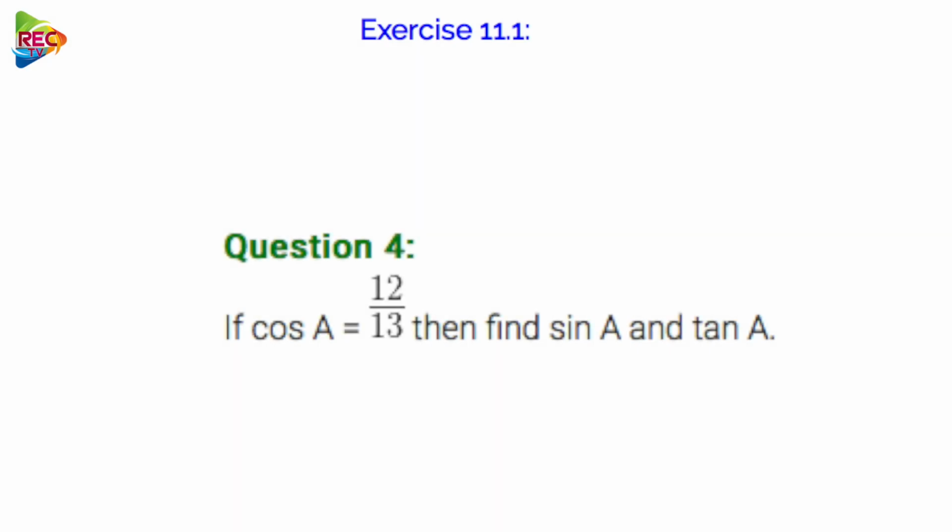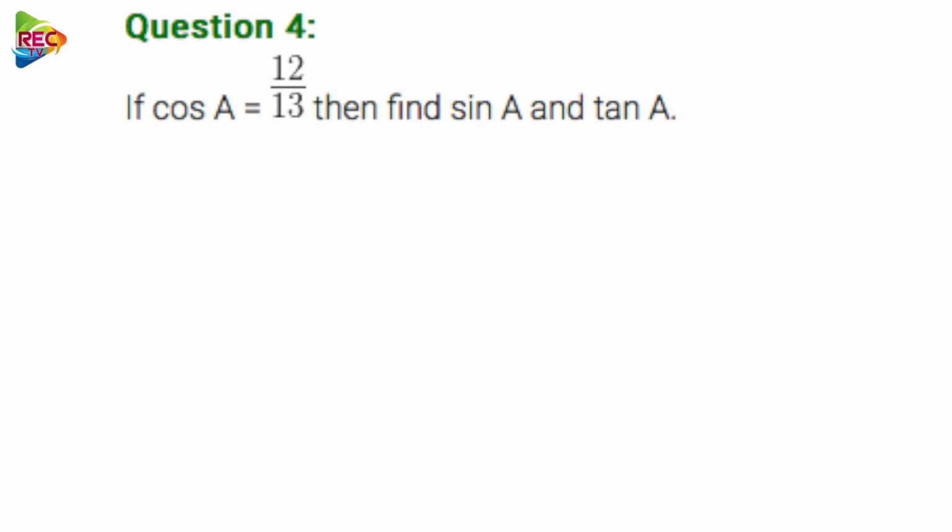Question number 4. If cos A equals 12 by 13, then find sin A and tan A. So here cos A equals 12 by 13. The adjacent side of the angle equals 12 and the hypotenuse equals 13. By using the Pythagorean theorem, the opposite side equals the square root of hypotenuse square minus adjacent square.